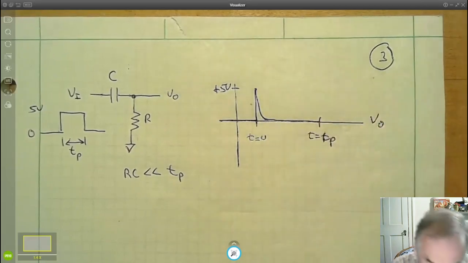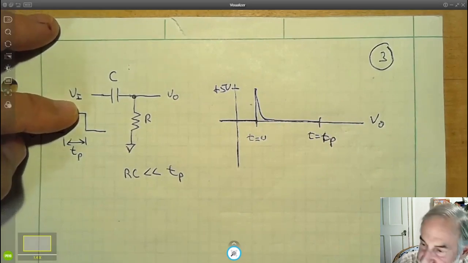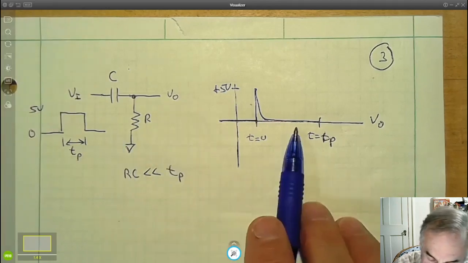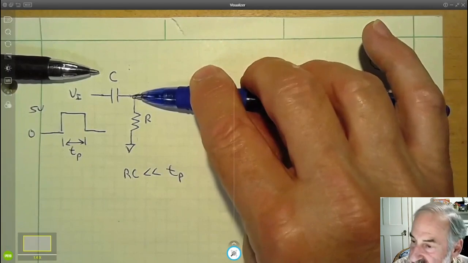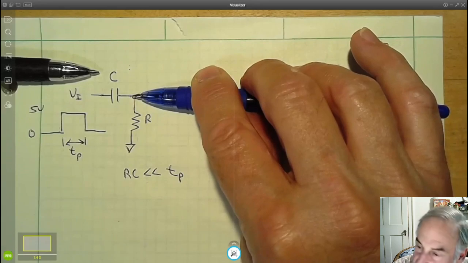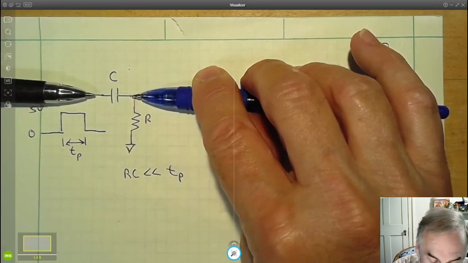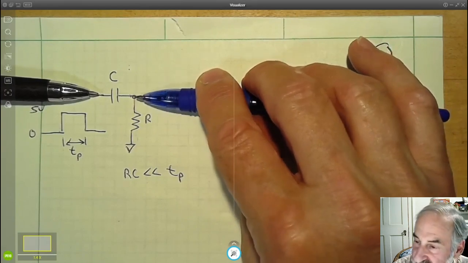All right, so now we're at time t equals t sub p. At time t equals t sub p, V in is 5 volts, but V out is 0 volts. So we're sitting there like this. At time t equals t sub p, the voltage here jumps back down to 0. What happens to the voltage at the output?